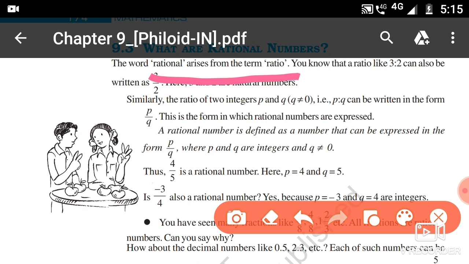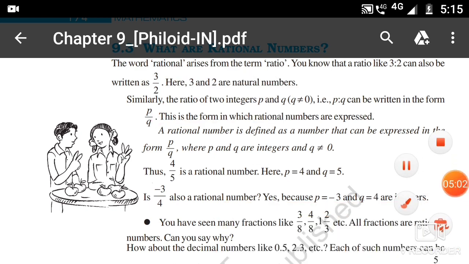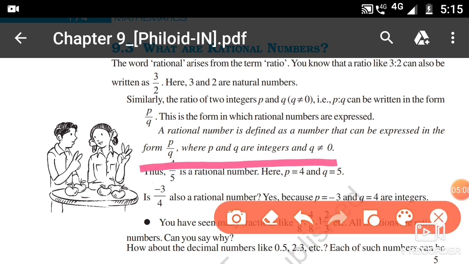So a rational number is defined as a number that can be expressed in the form of p by q. What is p by q? Here p and q are integers. So p and q are integer numbers. We can have negative numbers, positive numbers or 0 for p. But in the case of q, it can have negative numbers and positive numbers, but q cannot be 0. It says that q cannot be 0.